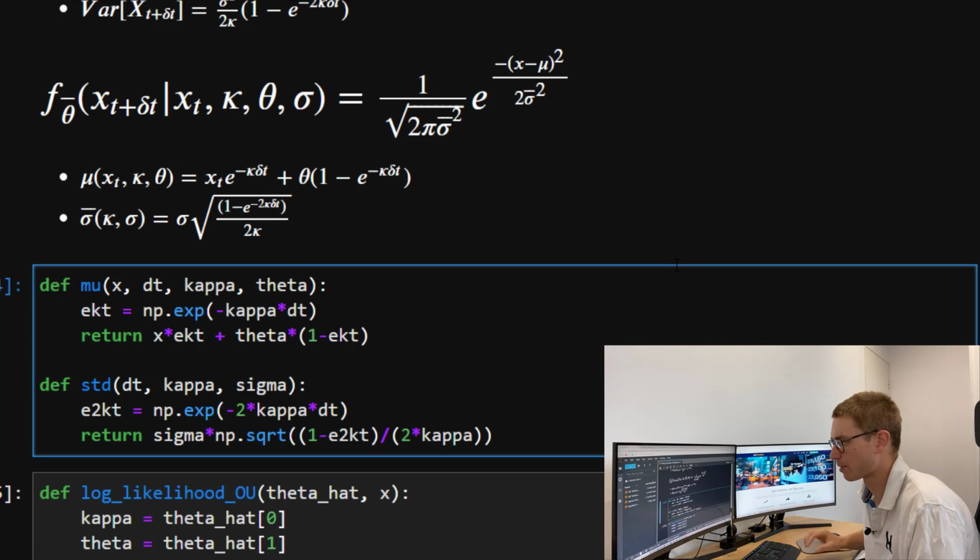So I'm going to write this in Python. I just need to define this mu that takes in x, which is the previous data point. It takes in dt, it takes in kappa and theta. Now the standard deviation takes in dt, the time difference, kappa and sigma. And I'm just returning these two equations.